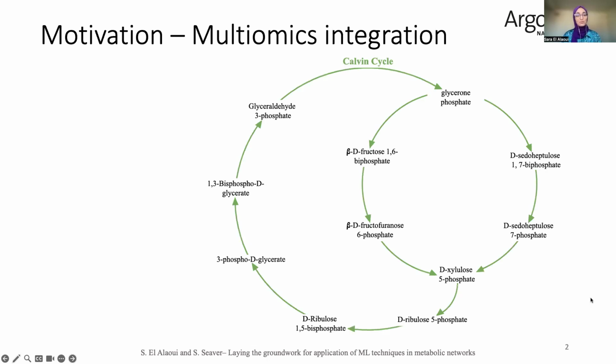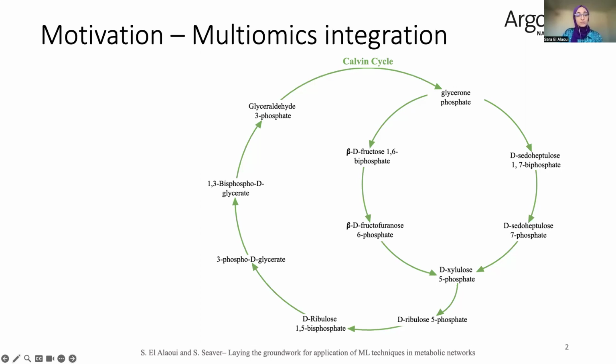So I'm going to start from the bottom and just say, we really want to do multi-omics integration. Let's say we have the Calvin cycle. I know this is the pathway, these are the reactions, but how can I integrate multiple layers of data with this pathway so that I can get a holistic understanding of what's going on in the metabolic network?